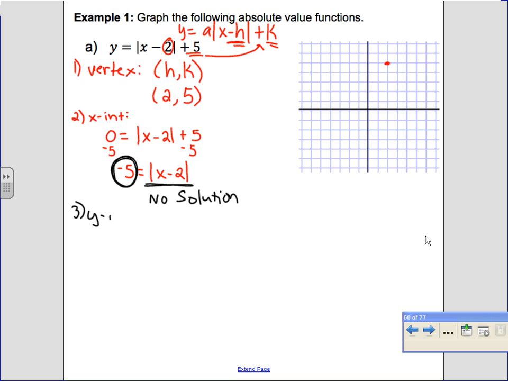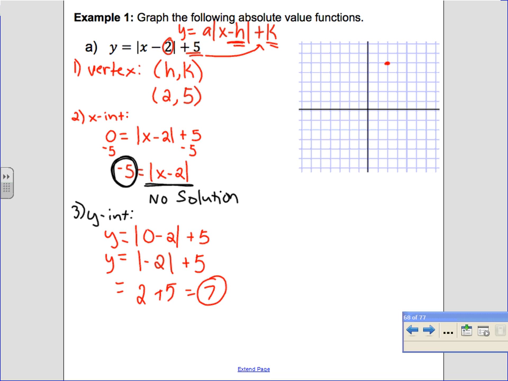Okay, so let's see if there's a y-intercept. To find the y-intercept, you put a 0 in for x. So we have y equals absolute value of 0 minus 2, plus 5. We're putting a 0 in for x, and we're solving for y. 0 minus 2 is -2. So we have absolute value of -2 plus 5. The absolute value of -2 is +2. 2 plus 5 is 7. So we know our y-intercept is 7.